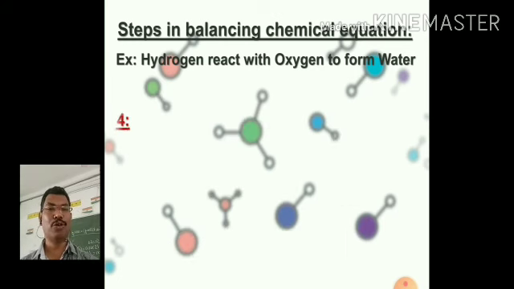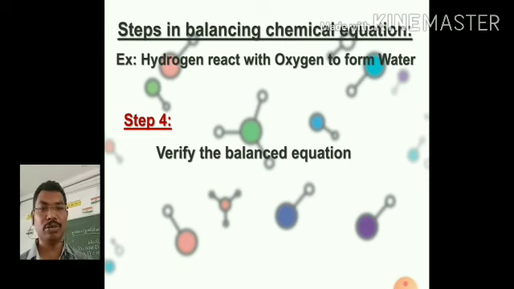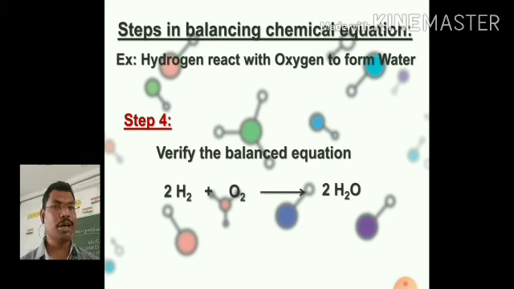Right. Step 4, verification. Verify the balance of the equation once again. How to verify? Count the number. If the number of atoms on the left hand side and the right hand side are equal, then it's okay. That's it. Now count the number of hydrogen atoms: on the left hand side they are 4, on the right hand side they are 4.